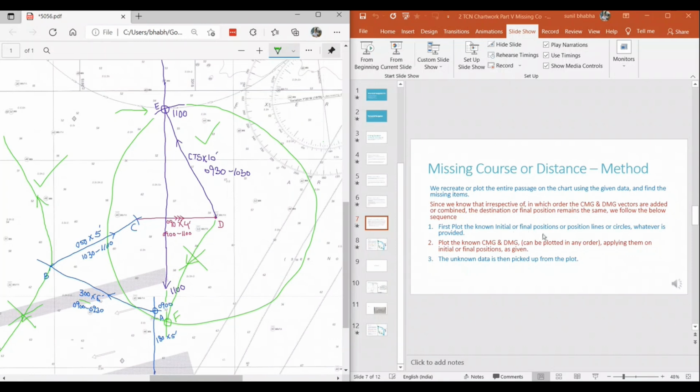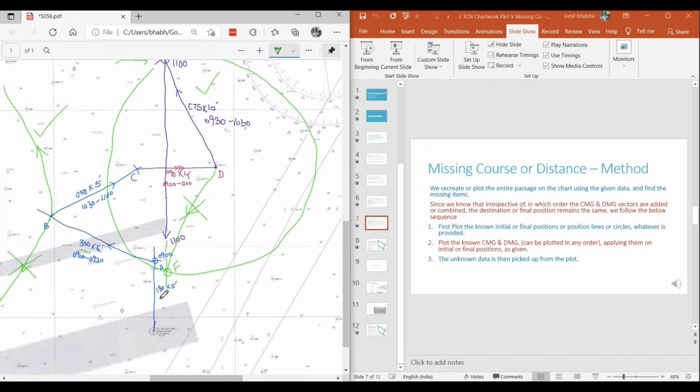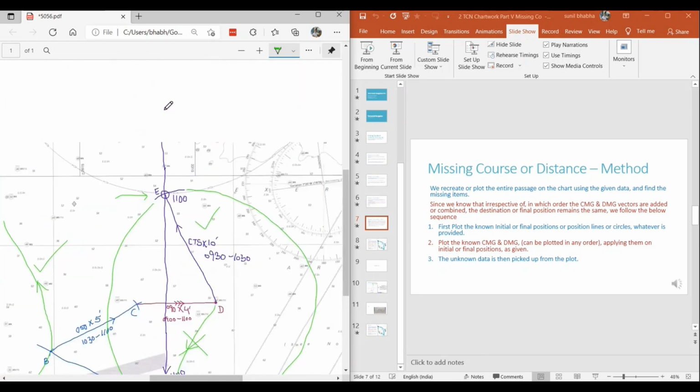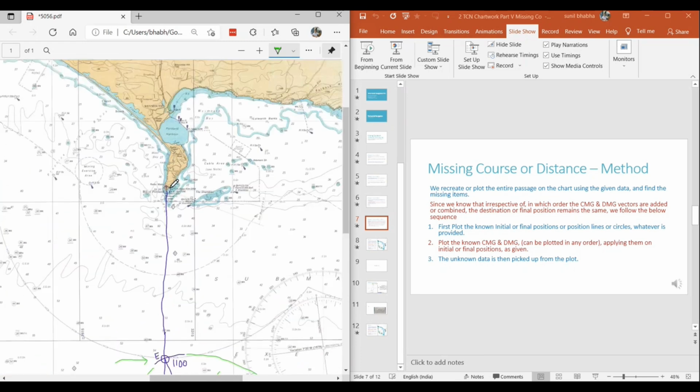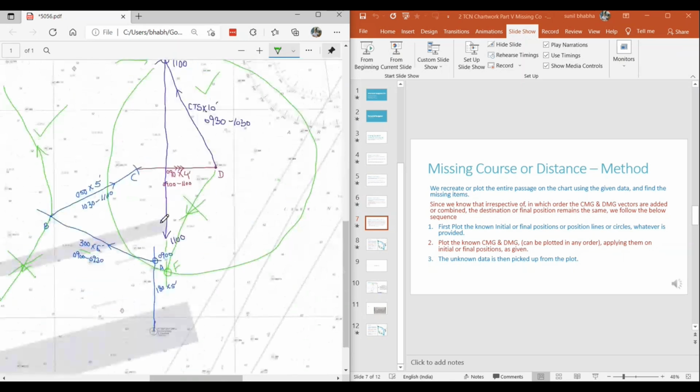First, plot the known initial or final positions or position lines or circles. देखो, हमने सबसे पहले अपनी 9 o'clock को position plot किया. 9 o'clock position is plotted. Then we had the 1100 PLs from Bill of Portland. हमने इसको भी plot कर दिया. So ये दोनों आ गए हमारे पास.